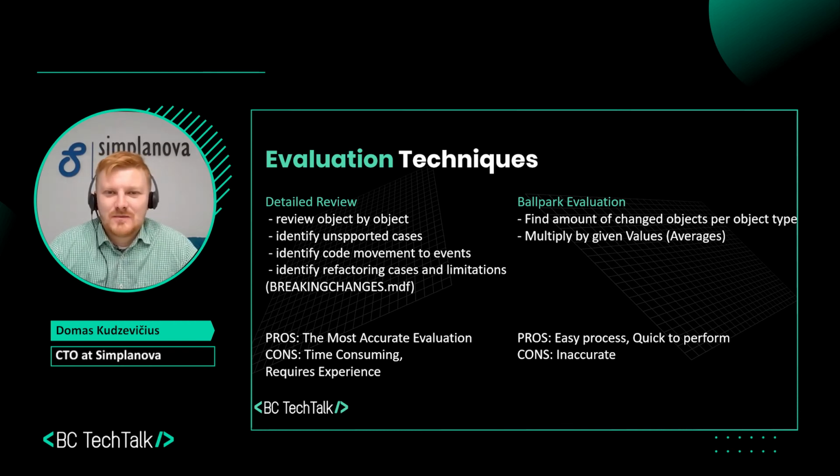So what is required for ballpark evaluation is to find the amount of changed objects per object type. From my past slides, you can use PowerShell to do that. And you will see how many files you have for the tables, for the pages, and multiply by given values, the averages. And I will present those values in the next slide, and I will talk a bit more in detail about how I came up with those values.